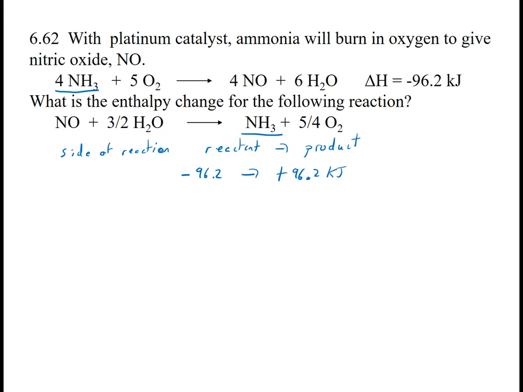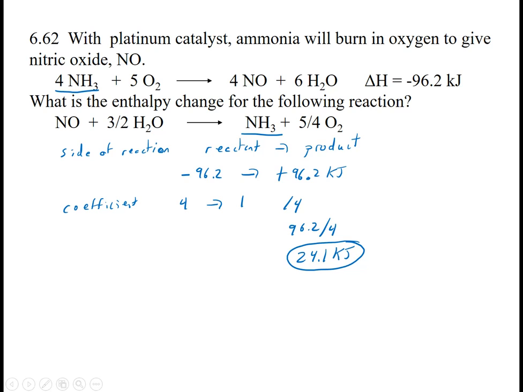All right, and for the coefficient, it went from a 4 to a 1. So therefore how do I go from 4 to 1? I divide by 4. So 96.2 divided by 4 gives me 24.1 kilojoules. And you can round that to 24.0 or 24.1.